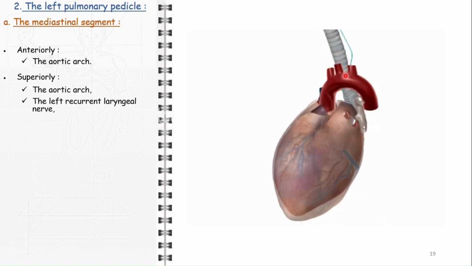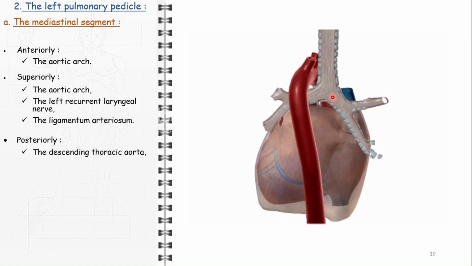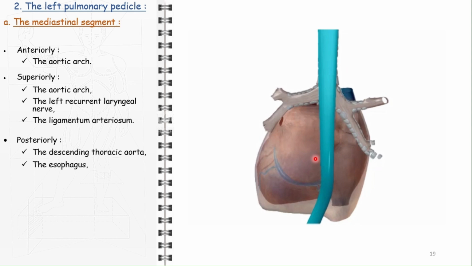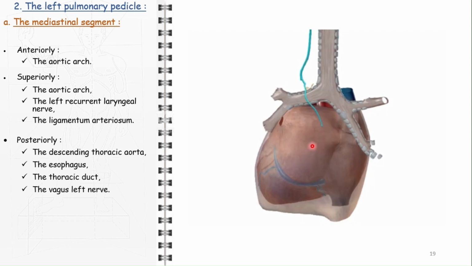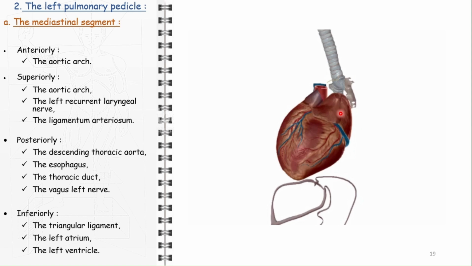The left recurrent laryngeal nerve, looping under the aortic arch. And the ligamentum arteriosum. Posteriorly, it is related to the descending thoracic aorta. The esophagus. The thoracic duct. And the left vagus nerve. Inferiorly, it is related to the triangular ligament. The left atrium and the left ventricle.